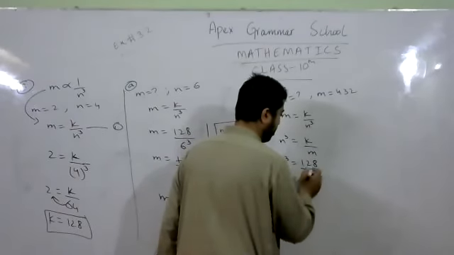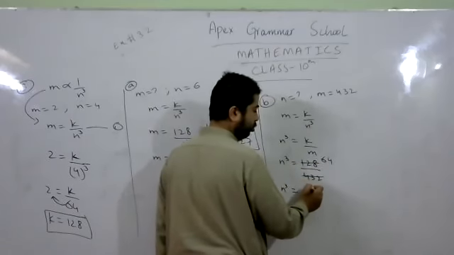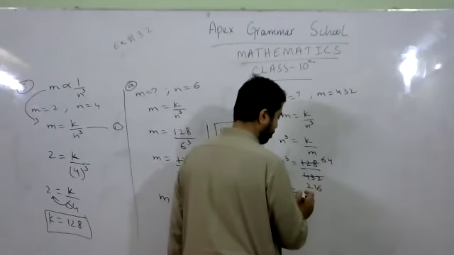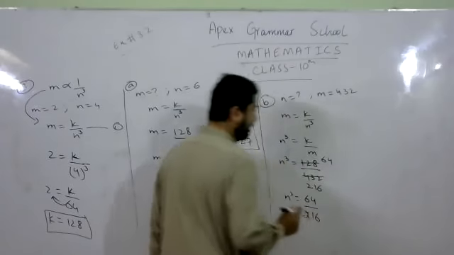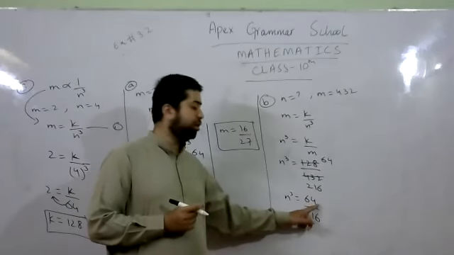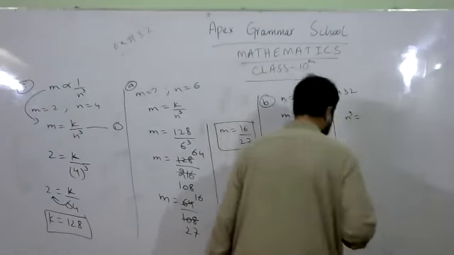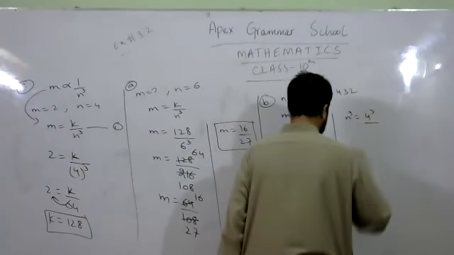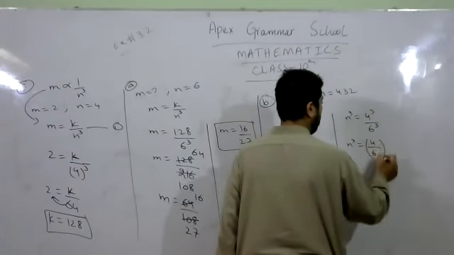Now solve them. 2 sixes are 12, 2 fours are 8, 2 twos are 4, 2 ones are 2, and 2 sixes are 12. So n cubed is equal to 64 over 216. Now you can see that this is a cube, and this is also some cube. n cubed is equal to, we can write it as 64 is cube of 4, and 216 is cube of 6, or we can say that 4 over 6 whole cubed.